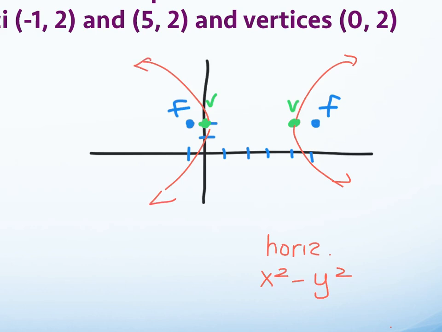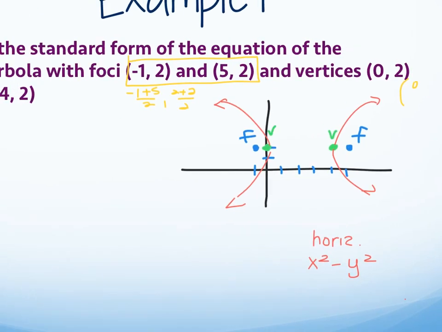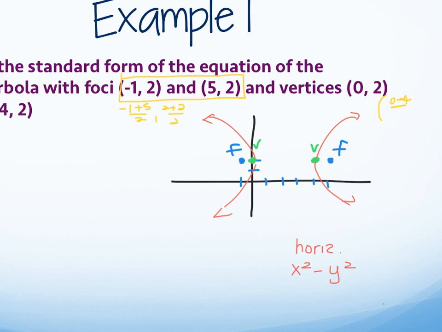Also from this information, I should be able to find out my center, A and C. So my center is halfway between both vertices or halfway between both foci. It doesn't matter which ones you use. You can either count it or you can use the midpoint formula. Doesn't matter which ones you use, or if you literally count it and find the halfway point. Either way, you're going to get that the center is (2, 2).